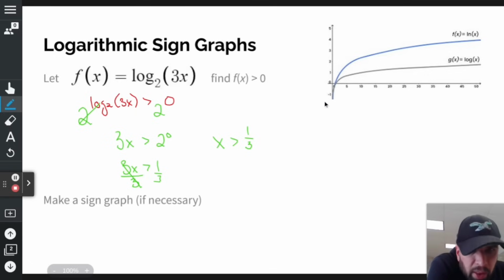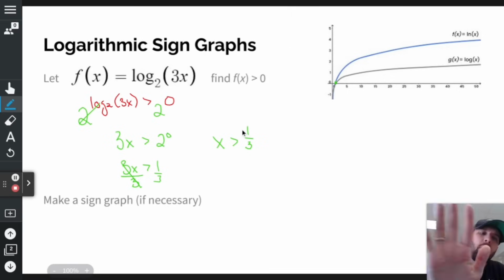Logs look like this guy over there. So it would make sense that if this was log base 2 of 3x, which is very similar to this guy, it would cross over at around 1/3. Now here's where you have to be careful. I have to include the possibility of negative values from time to time. I care about where 3x is going to be positive. So if x is greater than 1/3, I don't have to look back in here and say, oh man, I'm really nervous that if I plug in a negative number, I have a log of a negative. That's not happening here. So later on, we will probably have to worry about what happens if I get a negative value. What do I do then? We'll take care of that.